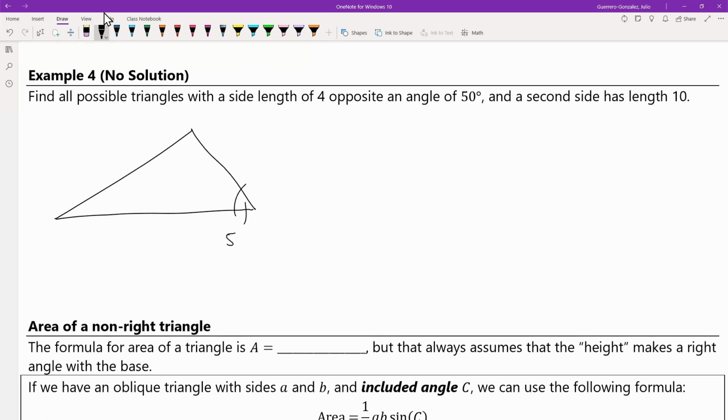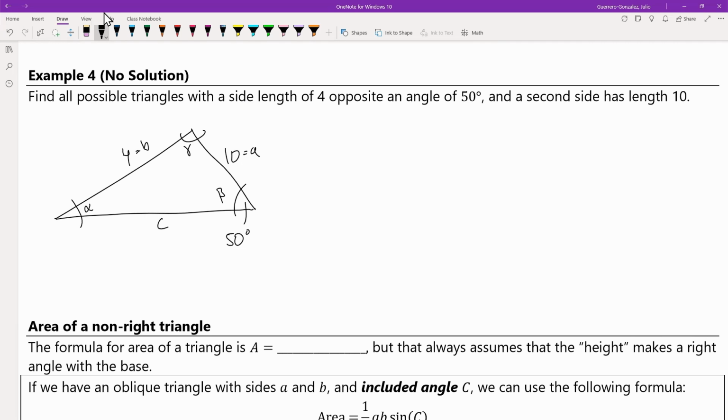Let's make this my 50-degree angle. 4, and it doesn't matter which one I call it because it just says the second side length, right? I'm going to make this one 10. Okay. I'm going to start labeling stuff. So this is going to be my alpha. I'm going to make that beta. I'm going to make this gamma. So that means this side's going to be C. And this side's going to be B. And this side's going to be A. Okay. We are off to the races.